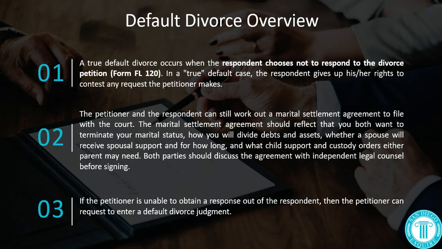So, the spouse that files for divorce is referred to as the petitioner, and the spouse that receives notice that a divorce petition has been filed is referred to as the respondent. So, a true default divorce occurs when the respondent chooses not to respond to the divorce petition, which is form FL-120. So the respondent fails or chooses not to file form FL-120 with the court. In a true default case, the respondent gives up his or her right to contest any request the petitioner makes. So the key thing here is the respondent gives up his or her right to request a trial.